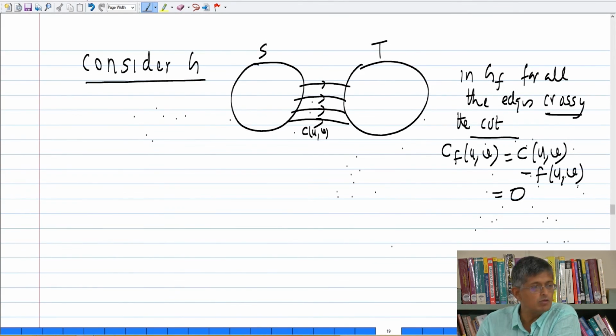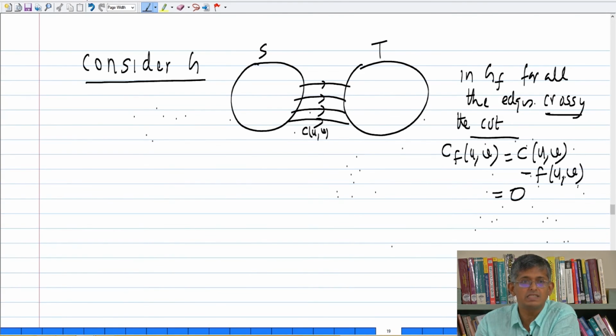Take this partition and go to G. In G it would have looked like this. Some edges are all there, and they all have some capacities. They might even be 0, doesn't matter. In GF, all these edges have vanished. Otherwise, you would have found one more vertex which you put inside T, which should have been in S. All these edges are not there. Their residual capacity is 0.